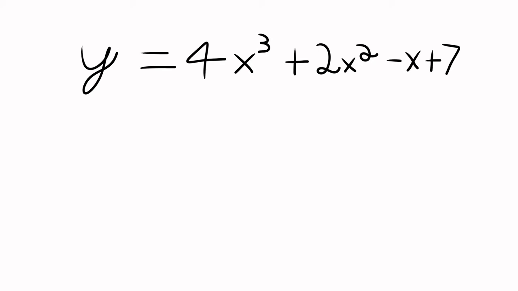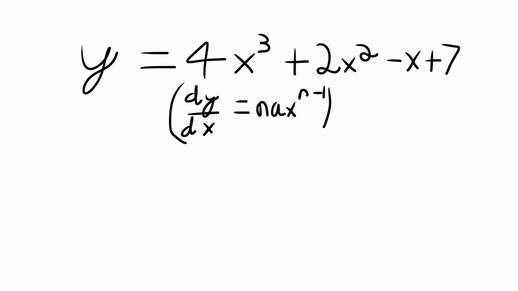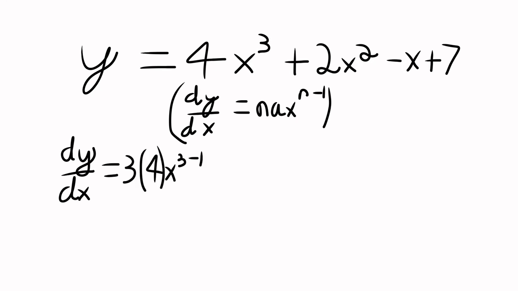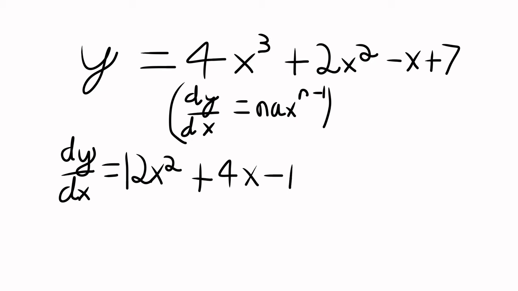So then if you've got this function here, 4x cubed plus 2x squared minus x plus 7, then dy/dx, using that same rule, if you take our first term 4x cubed, you've got 3 times 4 x to the power of 2, because it's 3 minus 1. And then you just do that for each successive term. So you've got 12x squared for the first term, then you're going to have 4 times 2 times x to the 1, which is 4x.